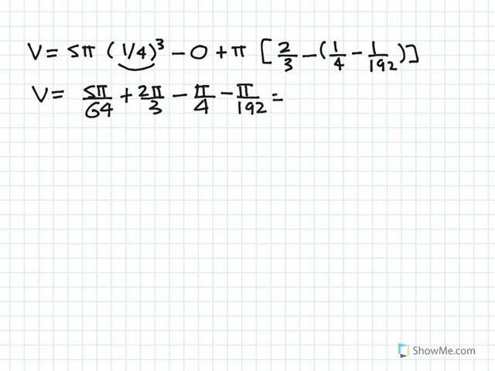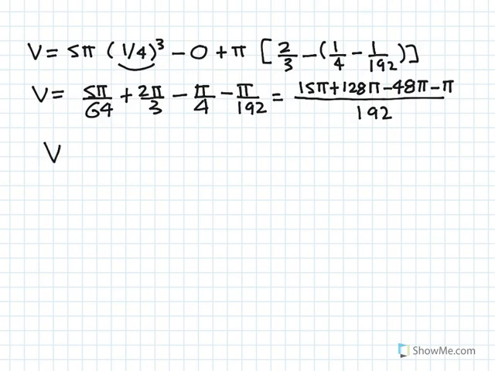We take a common denominator, which is 192. 192 divided by 64, let me use the calculator for this. 192 divided by 64 is 3. 3 times 5, that's 15 pi. Minus 192 divided by 3, that's 64 times 2, that's 128. So that's plus 128 pi. Minus 192 divided by 4, that's 48, minus 48 pi. And 192 divided by 192, that's just 1, minus pi.